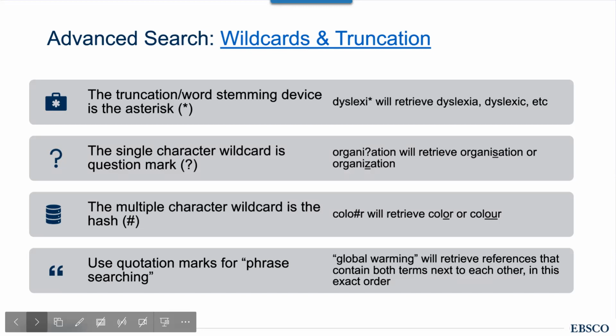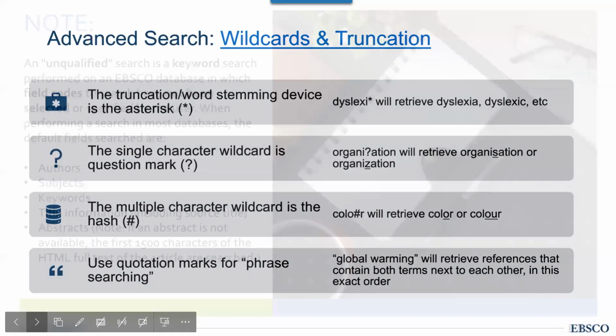So if you're looking for the word organization, it will retrieve organization spelled with an S as well as with a Z. And multiple character wildcards, the tool is the hash icon, and that will also deliver color with an O, or colour with an OU, I should say. Then quotation marks around phrases will retrieve the exact phrase in the way in which it is typed, in that order. Okay, so I have some follow-up hyperlinks to articles on Connect for wildcards and truncation and Boolean operators that I will share.